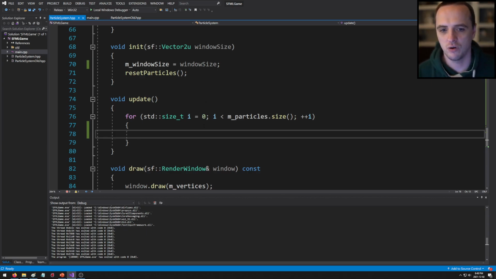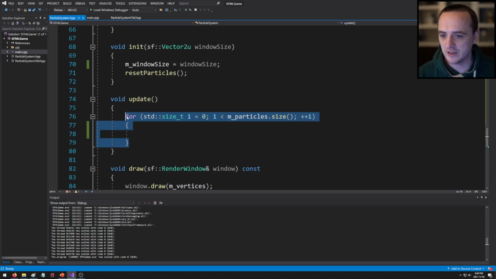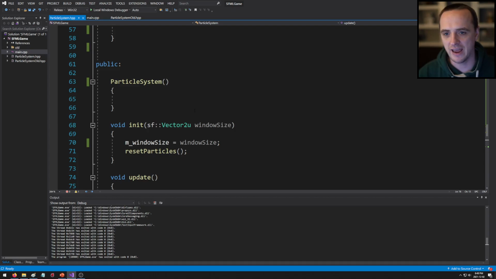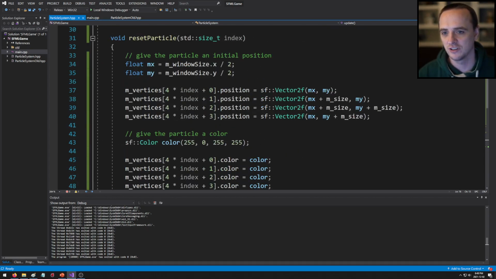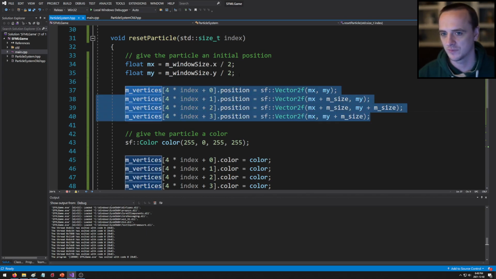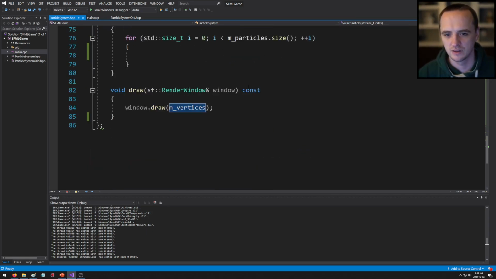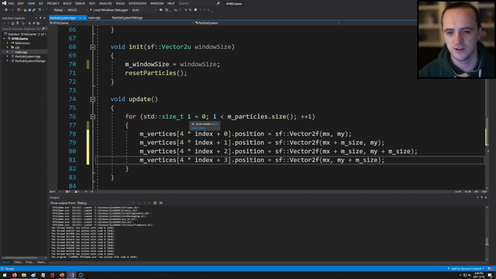Okay? So for each of my particles, I've already gotten this loop done. Now here I have to update the positions of my particles, which is right here, right? So I can copy this, like this. Now this is going to be i instead of index.